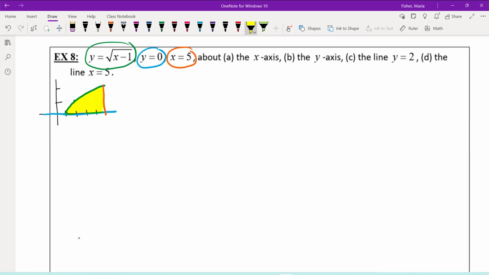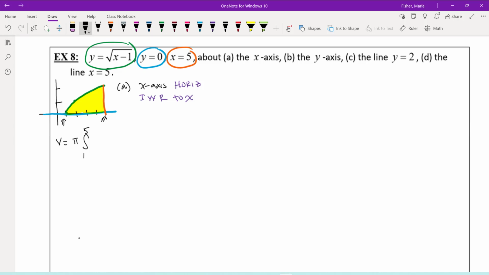Now the region is not going to change when we rotate it about different things. The region is always going to be the same. So we're going to redraw this region for each part that we have in this problem. So part A says the x-axis, so we're going to rotate this about the x-axis. Well, the x-axis is horizontal. Since it's horizontal, that means that we are going to integrate with respect to x. Since we're integrating with respect to x, I need to find the limits of integration in x. Well, are they visible? Yes. I start at 1 and I go all the way to 5, so my limits of integration are going to be from 1 to 5.